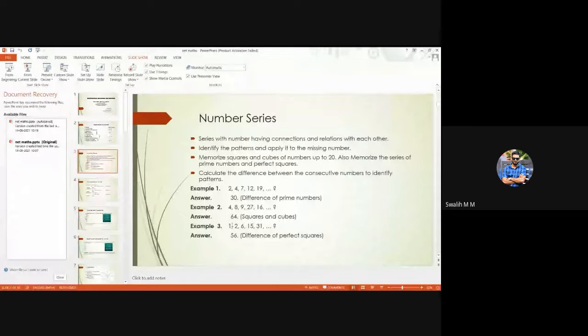Now look at the next one: 1, 2, 6, 15, 31. First find the difference. Here it is 1, then 4, then 9, then 16. So what is this? What is 1, 4, 9, 16? These are perfect squares. So there is an addition of perfect squares, and we should add the next perfect square to this number. 31, add 25, you get 56. Clear?